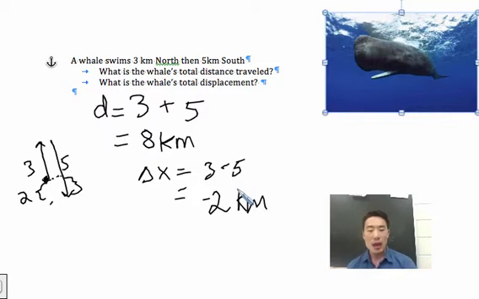So that's it, ladies and gentlemen. That's how you solve distance and displacement in the y-axis.